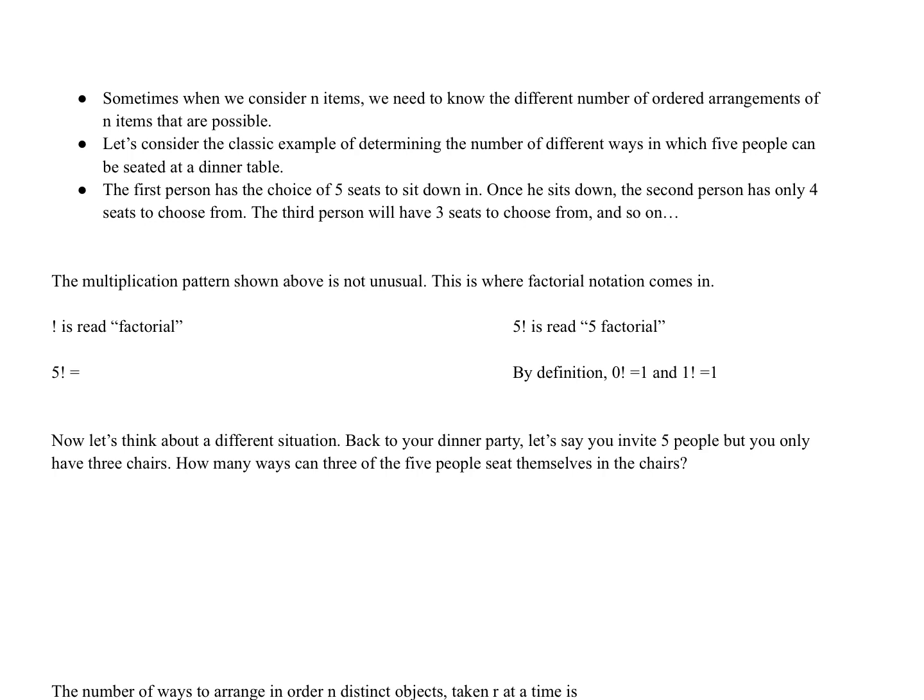The first person has the choice of 5 seats. Once that person sits down, the second person only has 4 seats to choose from. The third person has 3 seats, and so on. So that multiplication pattern, not an unusual thing: I have 5 times 4 times 3 times 2, and then the last person has 1 seat, which means there are 120 different seating arrangements.